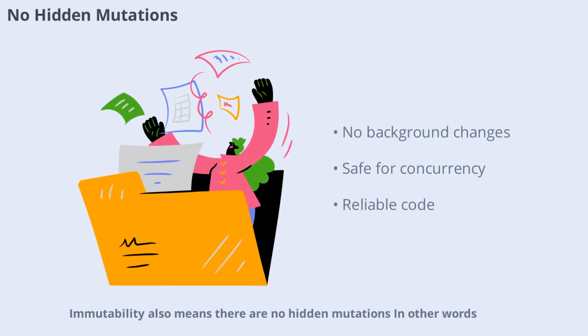Immutability also means there are no hidden mutations. In other words, the object doesn't change behind the scenes. This is especially important in multi-threaded environments where unexpected changes can lead to bugs that are hard to track down. Immutability provides a layer of safety and reliability.